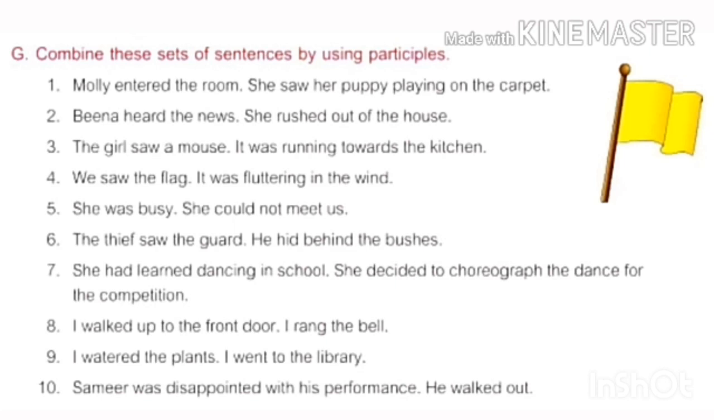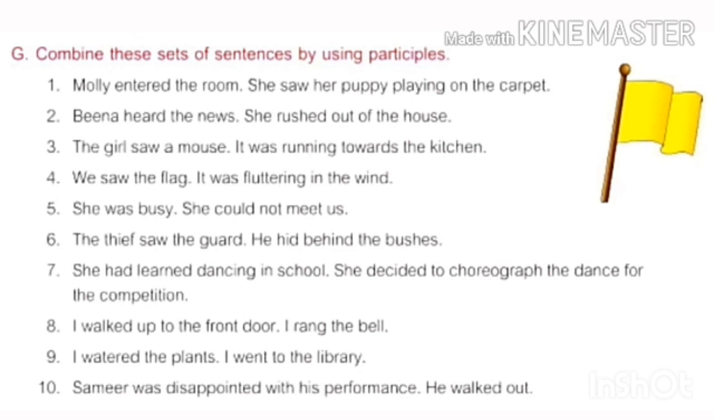So third sentence: the girl saw a mouse. It was running towards the kitchen. So how can we join it? Yes: the girl saw a mouse running towards the kitchen. Fourth sentence is: we saw the flag. It was fluttering in the wind. Again it is the same as the third. So: we saw the flag fluttering in the wind.